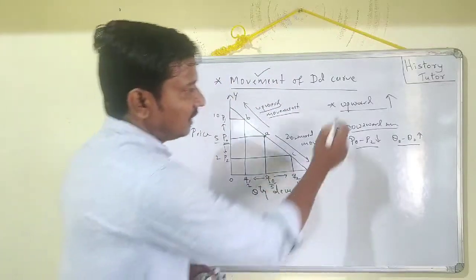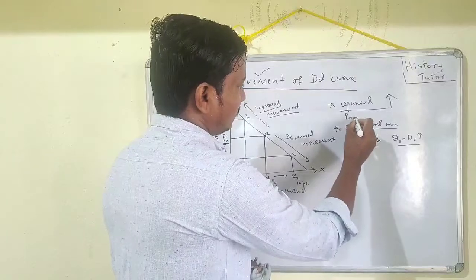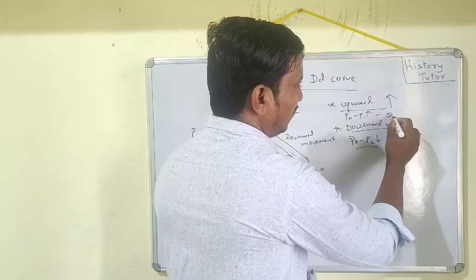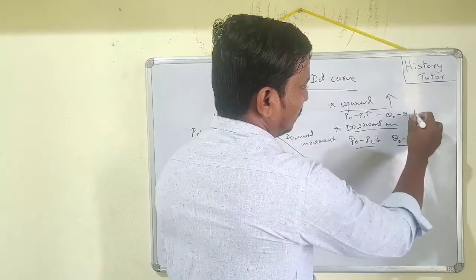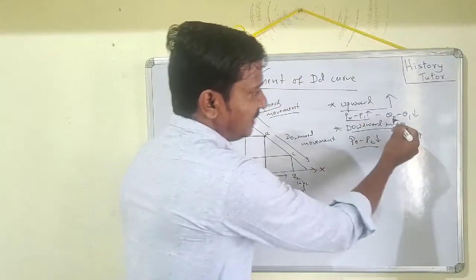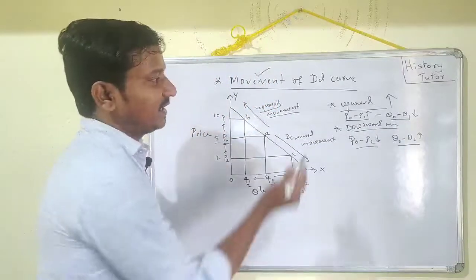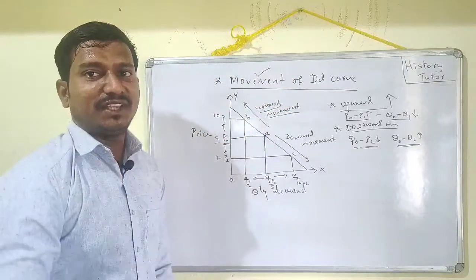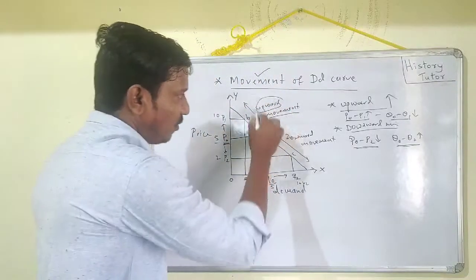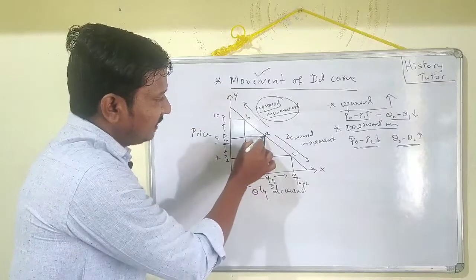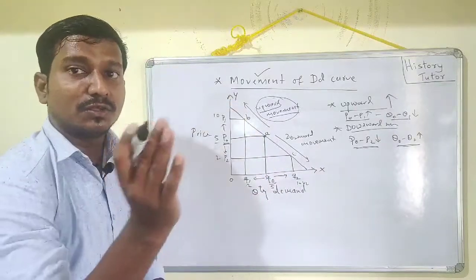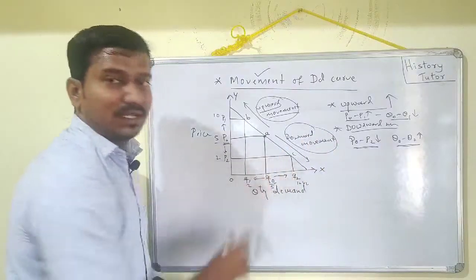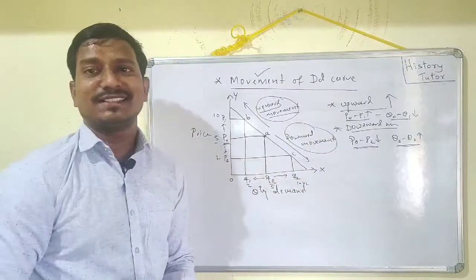So don't get confused here. In case of upward, price increases from P0 to P1, which makes the quantity decrease from Q0 to Q1. Increase in the price, decrease in the quantity, makes the demand curve move upside. Decrease in the price, increase in the quantity, makes the demand curve move downward. The upward movement indicates a movement of the demand curve towards the OY axis, whereas downward movement indicates a movement towards the OX axis.